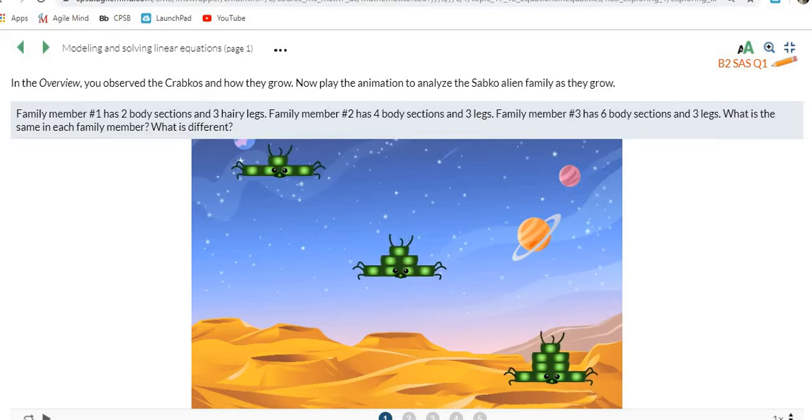Okay, 1B says to sketch the 5th family member. So off to the side in the empty space right there, we see family member 1, 2, and 3. They want to know what the 5th guy is going to look like. Not the 4th, but the 5th. So in the empty space right there, sketch what you think the 5th guy would look like.